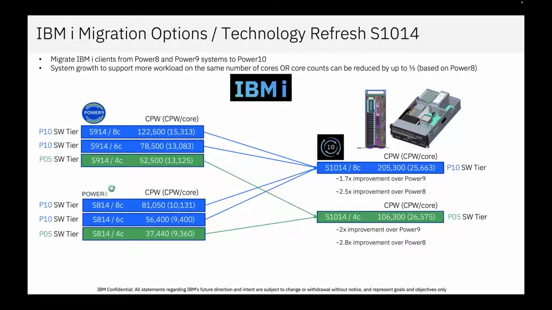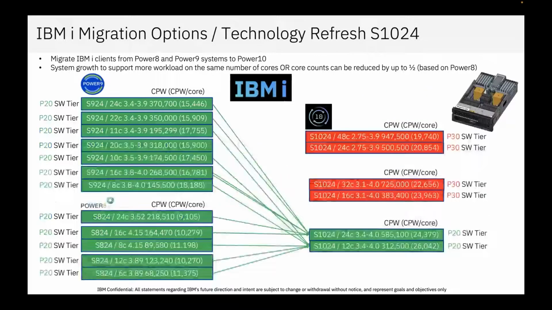It's impressive. Again, Power 10 is very friendly to CPW. If I take a Power 8, lower left-hand corner, P05, and I've got 9,360 CPWs per core, and I go to a 1014, I'm more than doubling, right? And even if I'm coming from a Power 9, I am doubling my processor. Not that IBM i tends to be CPU bound, but there's significant enhancement in CPW capability between Power 9 and Power 10.